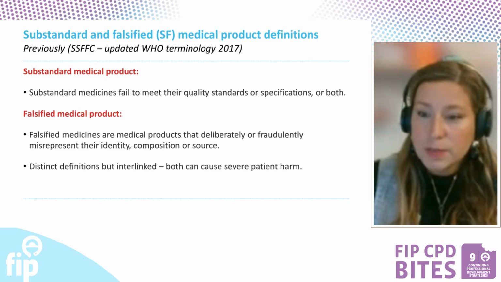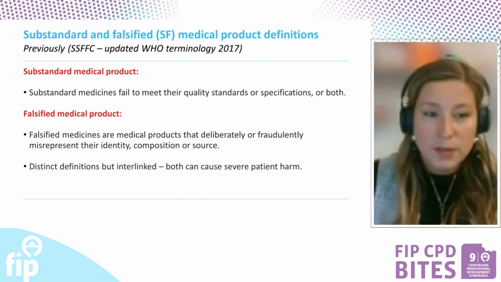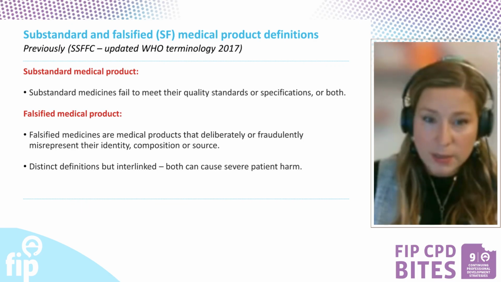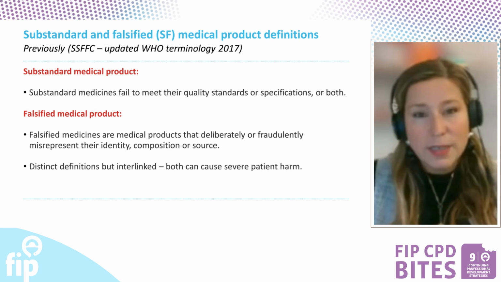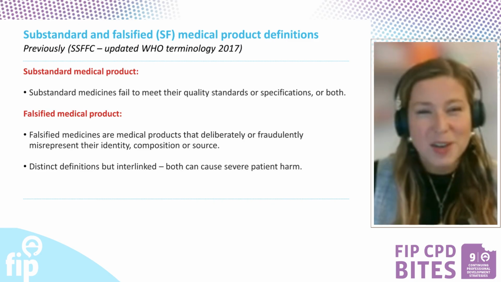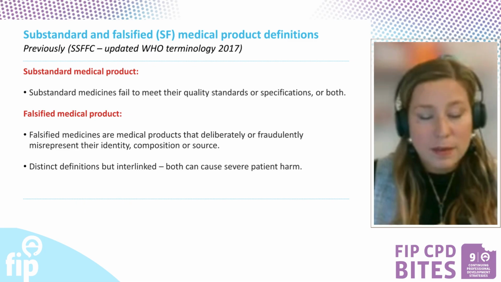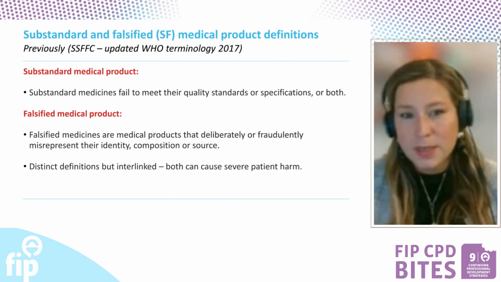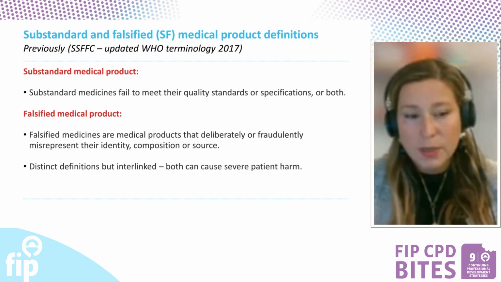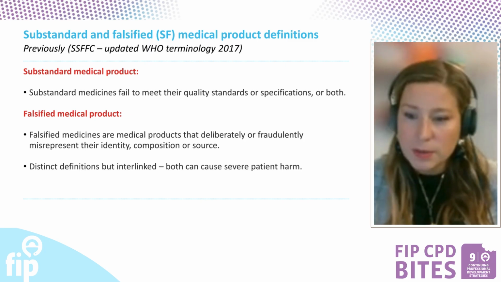So let's start with definitions, because understanding the difference between these two terms is critical for tackling the problem effectively. Historically, the terminology has always been very complicated. Prior to 2017, it was known as SSFFC, substandard, spurious, falsely labeled, falsified, counterfeit medicines, and it was a very politically complex area. At the World Health Assembly in 2017, it was agreed that definitions had to be streamlined, and counterfeit was removed from the WHO lexicon in reference to this issue, although many pharma industry partners still use that term. So let's start with substandard medical products.